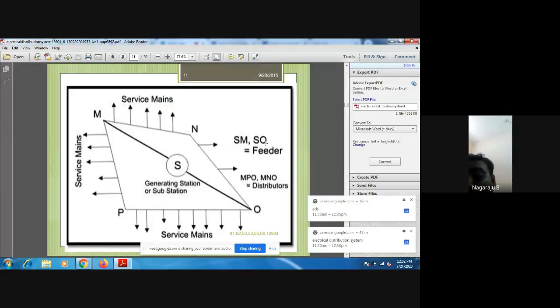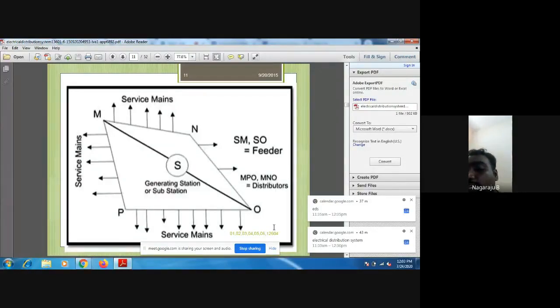See here, S is the substation, and M, N, O, P are the four terminals. But S, the substation, is only connected to M and O. So two feeders are there, one is M, another one is O. I have given an ideal one. S to M is one feeder, there is no other connection. S to O is another feeder.